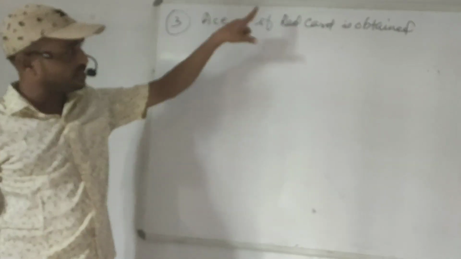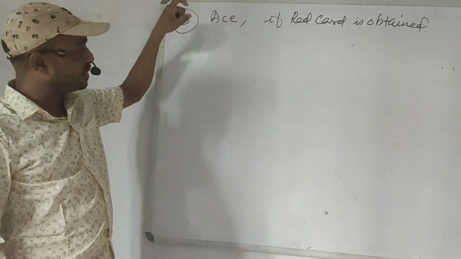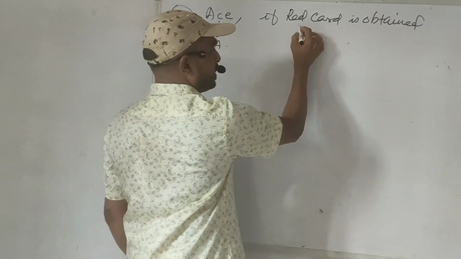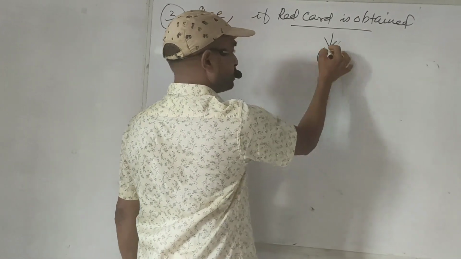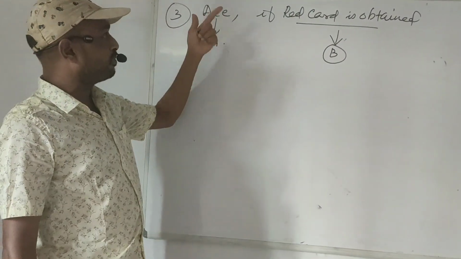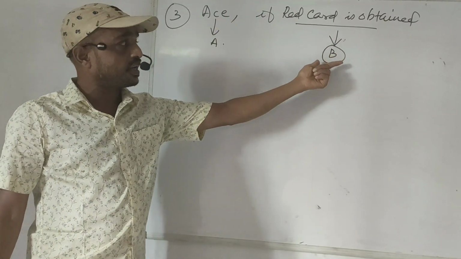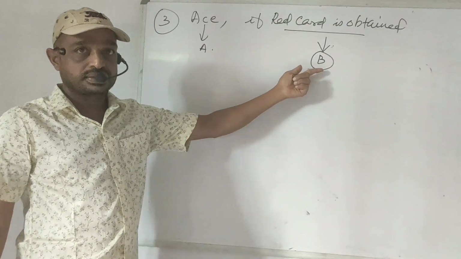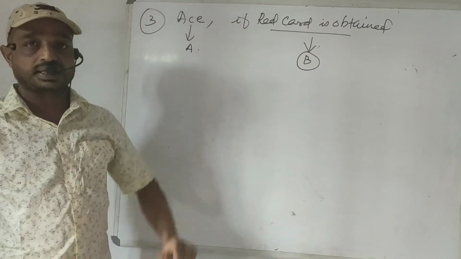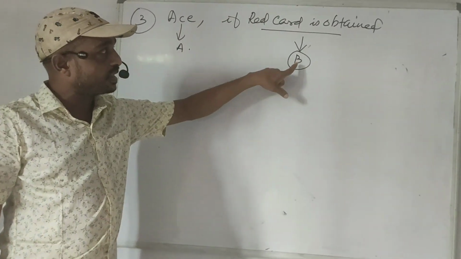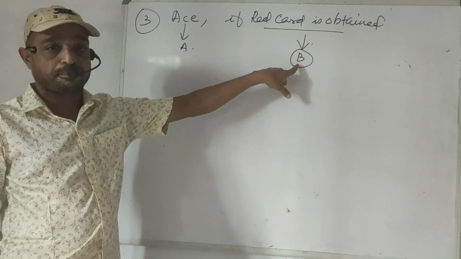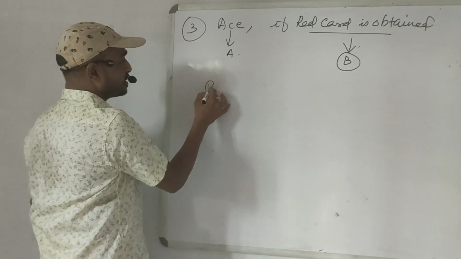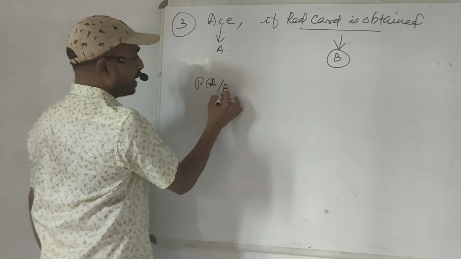Here also 2 events are there. What are the 2 events? Let us assume that A is the event of obtaining an ace card and B is the event of obtaining a red card. We are required to find the probability of getting an ace if a red card is obtained. If a red card is obtained means the event B has already happened. Then what is the probability of happening the event A? So here you are required to calculate P of A given B. What will be P of A given B?